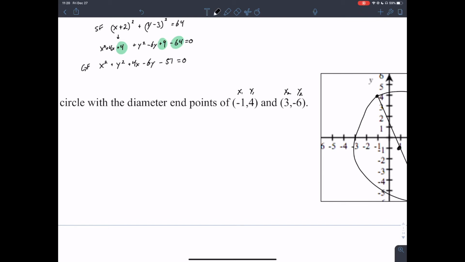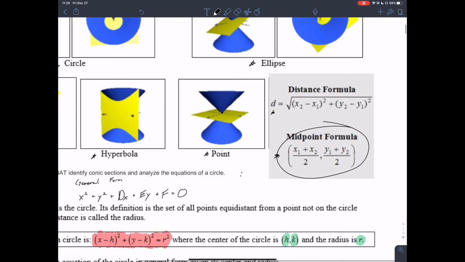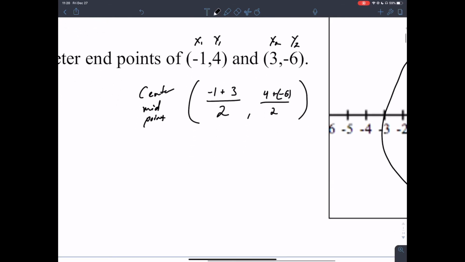So let's plug it into the center formula, the midpoint. Let's plug and chug what we know. This is x1 plus x2, so negative 1 plus 3, all divided by 2. And then the other one is going to be the y's, so 4 plus negative 6, all over 2. Simplify, this would be 2 over 2, comma, negative 2 over 2. And look at that. We got 1, comma, negative 1. So this is our h and k.